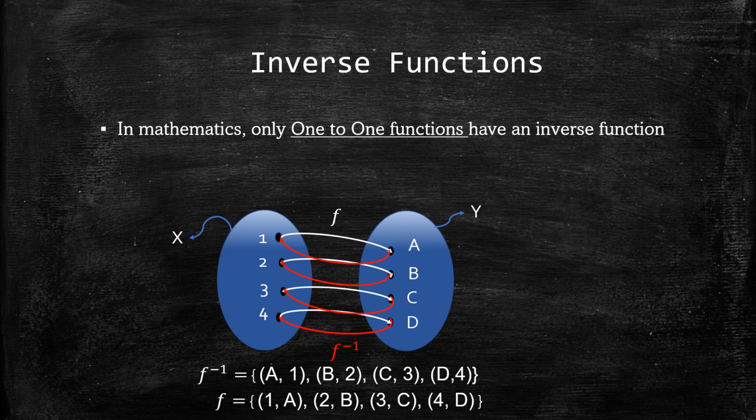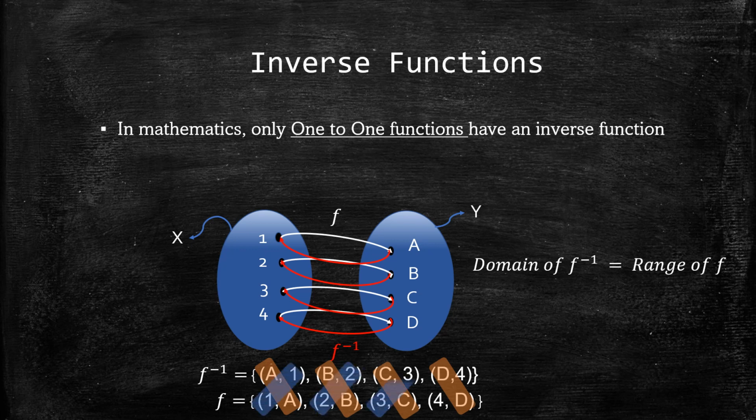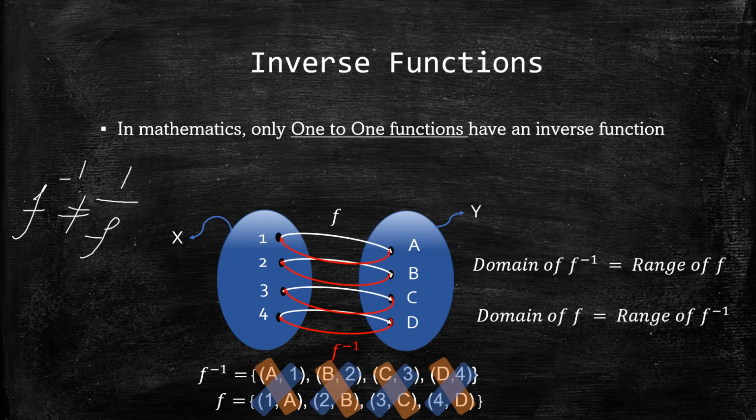Now let's look at the domain and range of both sets. We can say the domain of f inverse is the same as the range of f, and the range of f inverse is the same as the domain of f. Keep in mind, this is just a notation of f inverse, and this is not the same as 1 over f. So this negative 1 here is the notation for the inverse.